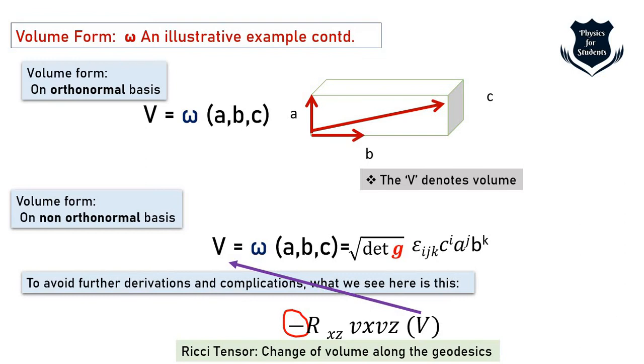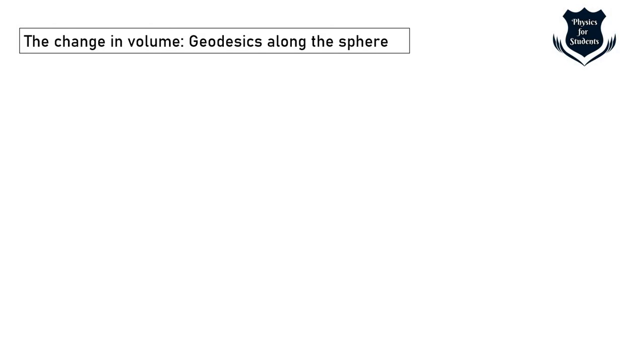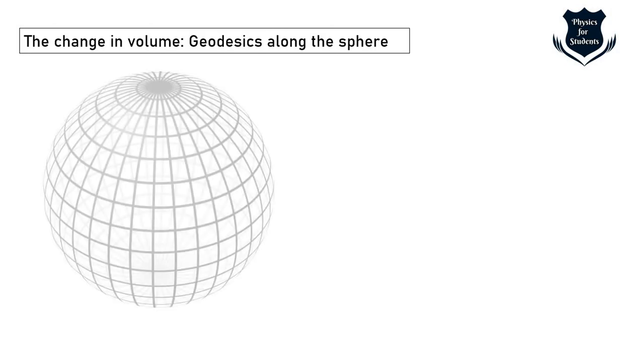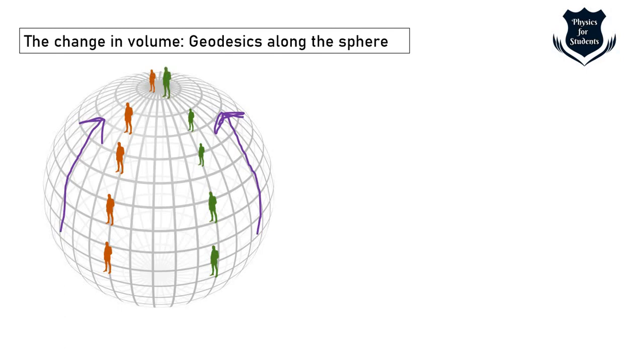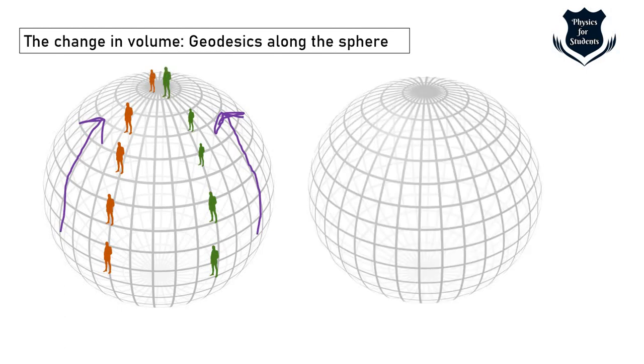What do we mean by the negative R? Now here is a sphere, and we see these two people moving along the line, the geodesics, and eventually they meet at the North Pole. If you take a similar sphere here and I mark those in red, this is what I call minus R. So this is geodesic movement along the sphere.